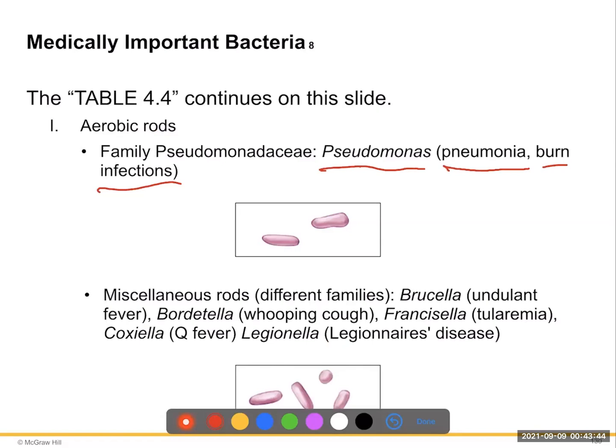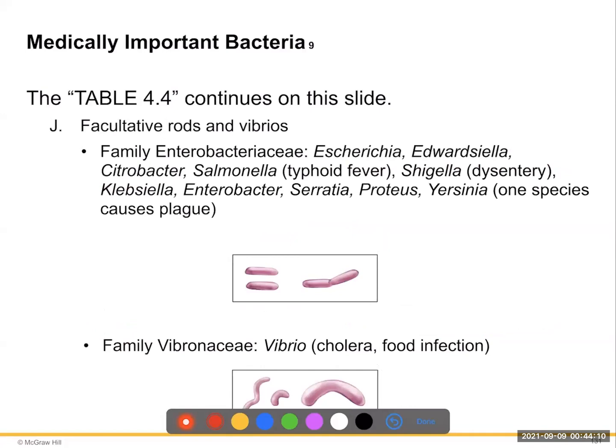Miscellaneous rods. Brucella causes undulant fever. Bordetella causes your whooping cough. Francisella causes tularemia. Coxiella causes Q fever. Legionella causes Legionnaires' disease. So it's important to isolate the bacteria causing infection because then you know how to treat it. To isolate, you have to identify it.